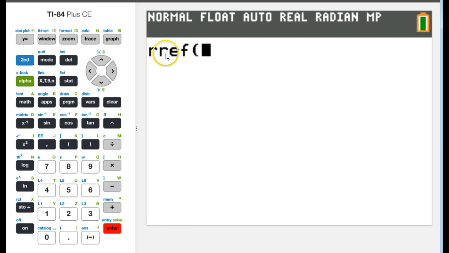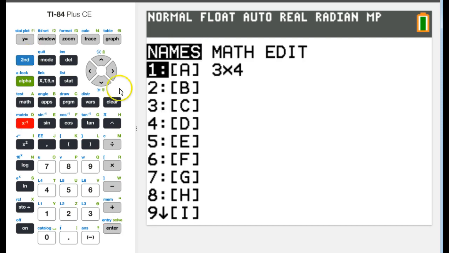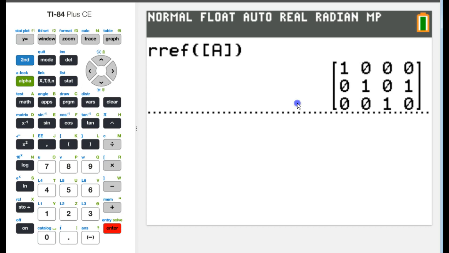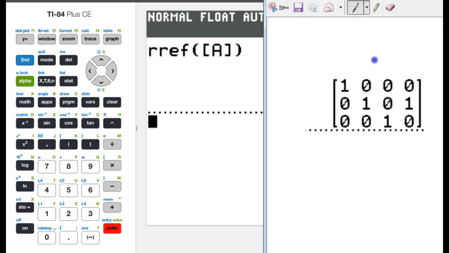Now we want the reduced row echelon form of matrix A. So let's go back to the matrix area and choose matrix A. Okay, and then just hit enter. So this is the reduced row echelon form. Now this gives us the solution, and here's how. Okay, remember how this last column represented the numbers to the right of the equal sign? Well, guess what? They still do.